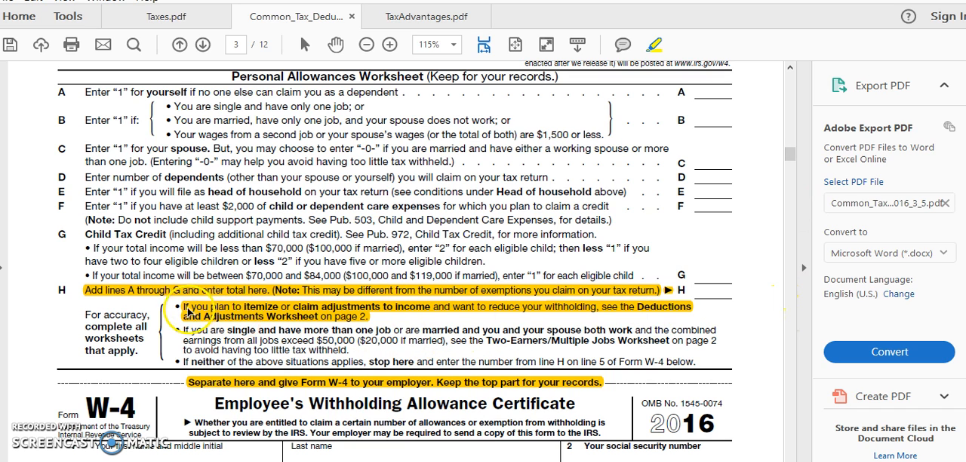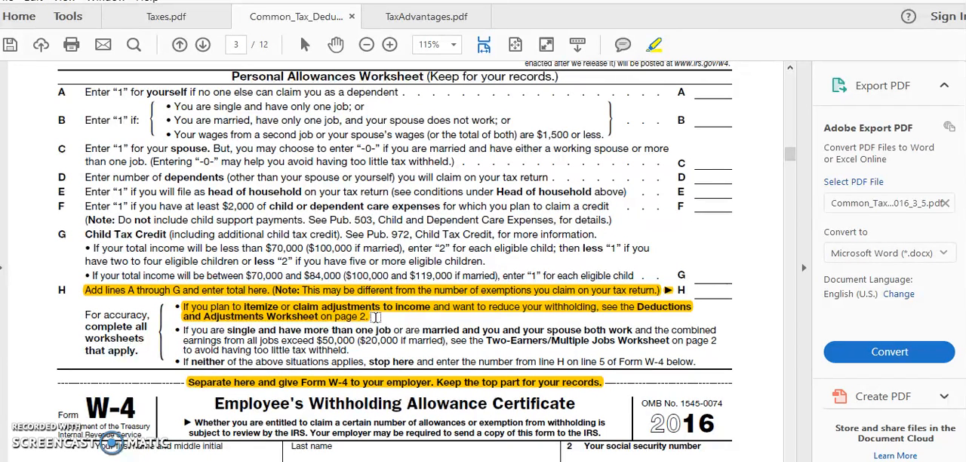Right here under H, it says the worksheets. If you plan to itemize or claim adjustments to income and you want to reduce your withholdings, see the deductions and adjustments worksheet on page 2. Okay, well, who can itemize? Who itemizes on their taxes?